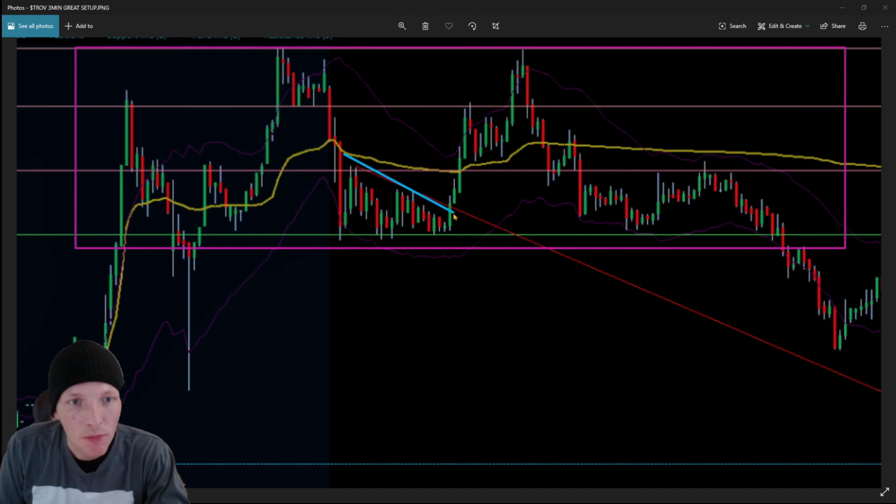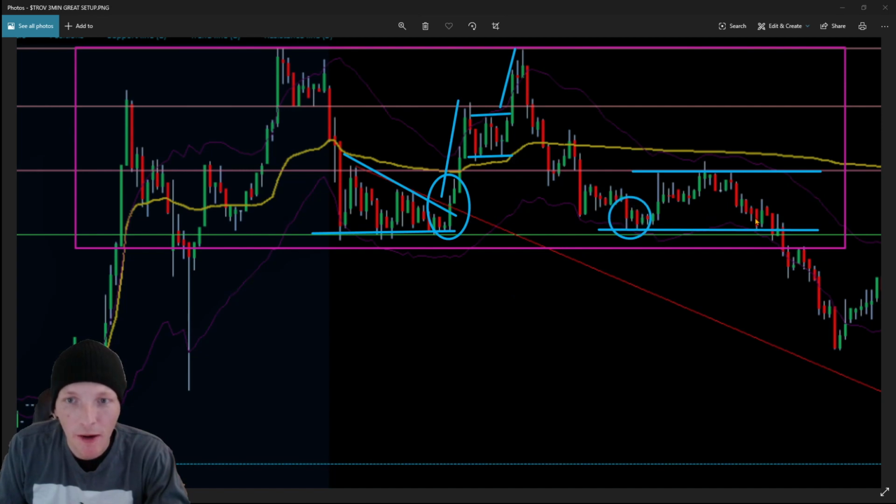TROV right here formed this very nice wedge right here, a little descending wedge, and then pops out of it, runs up, gets a nice little pullback, consolidates, continues moving higher, and it came all the way back down. And look at the area where it bounced right here. It bounced at the area where it broke out from right here, and it bounced right there, and it bounced right there, and then it finally fell below, and it was acting as resistance right there. Very good chart right here.